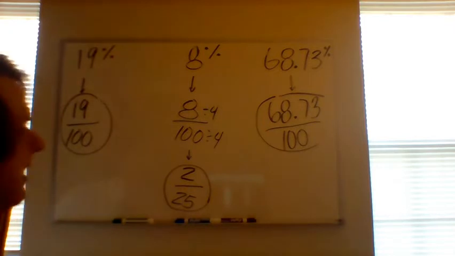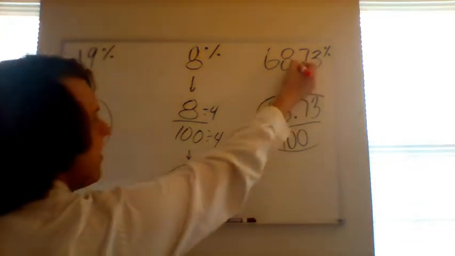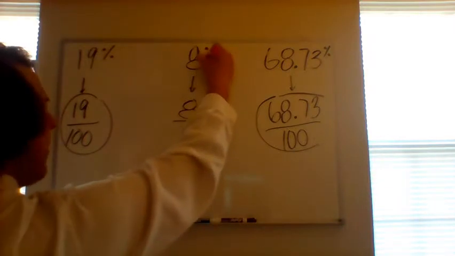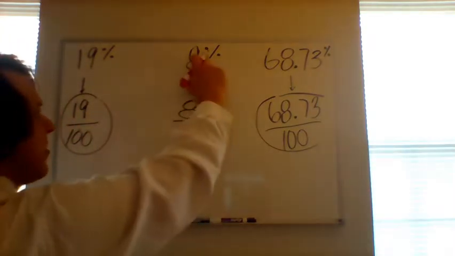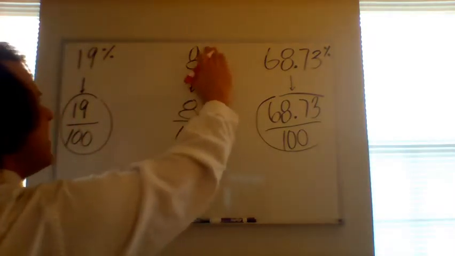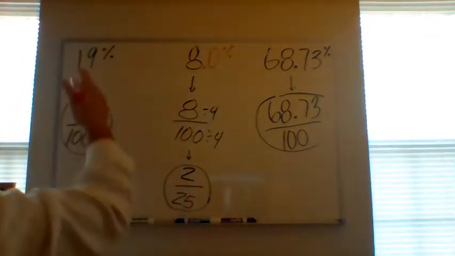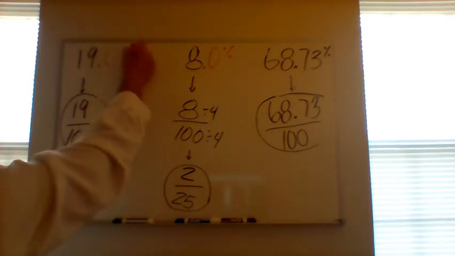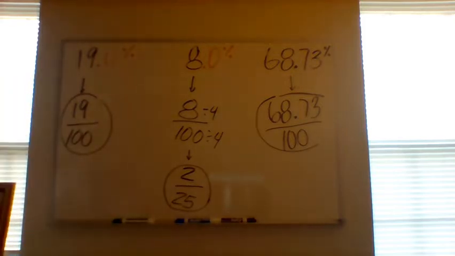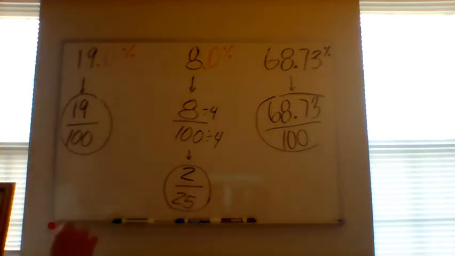Right now, all of these actually have decimals. This one is clear, it's right here, but this one is like 8.0. I'm going to throw a little zero in. 8.0% is the same as 8%, just like 19.0% is going to be the same as 19%. So each of these actually has a decimal, even if it's not showing.